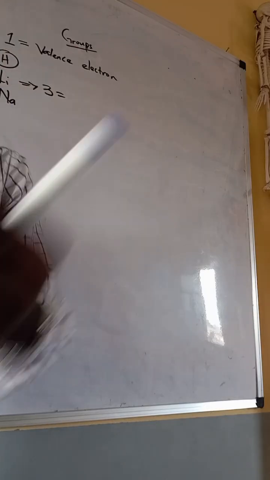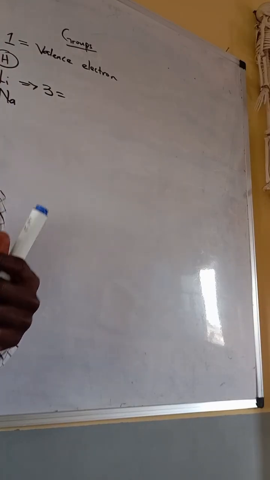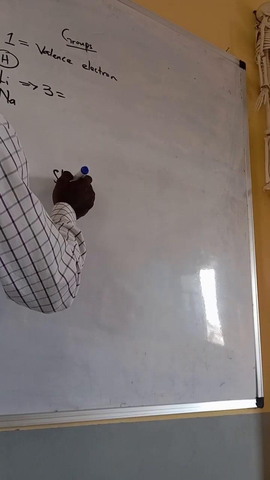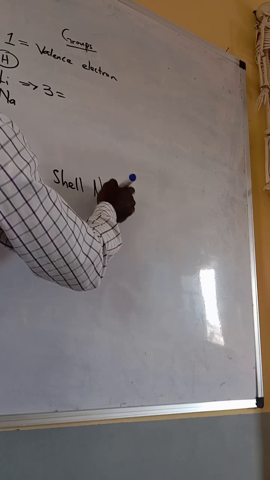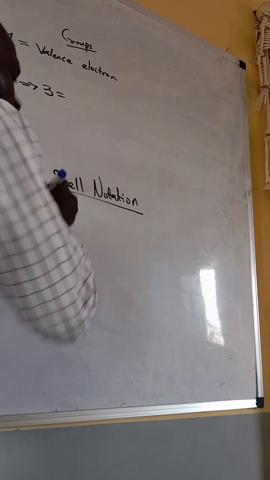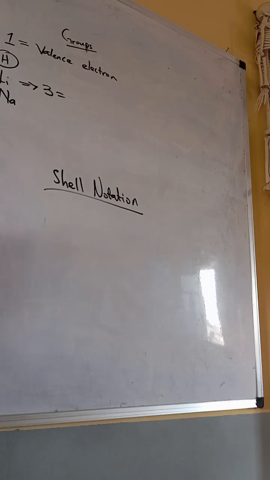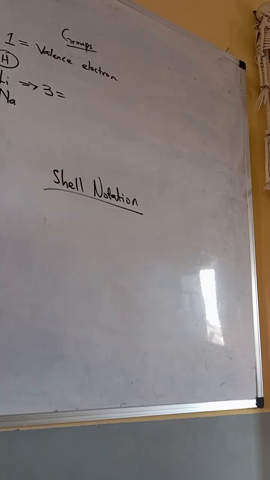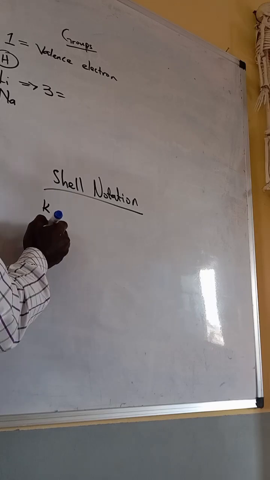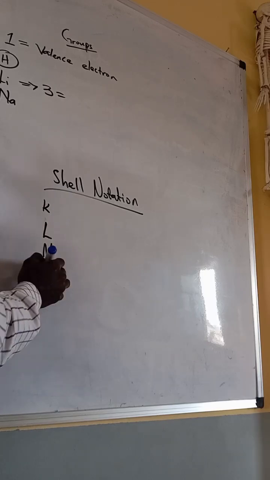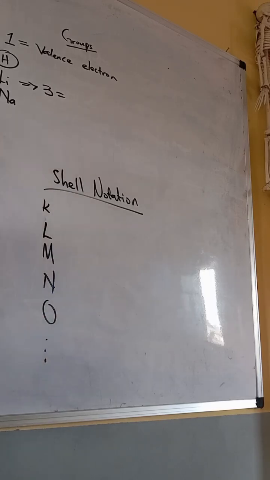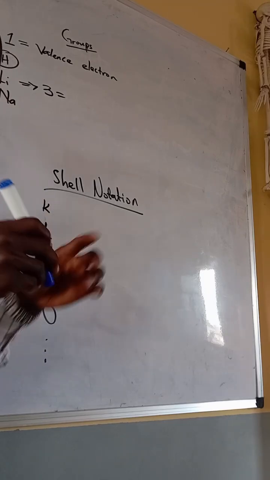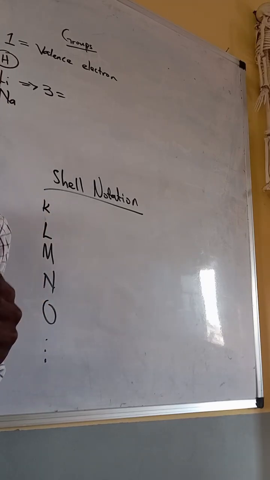There are different types of electronic configuration, but the one we want to use now is called shell notation. You see, in chemistry, shell can also be called energy levels. We have different kinds of shells, starting from K shell, L shell, M shell, N shell, O, and so on and so forth. These different energy levels or shells have different amounts of electrons that they can contain.